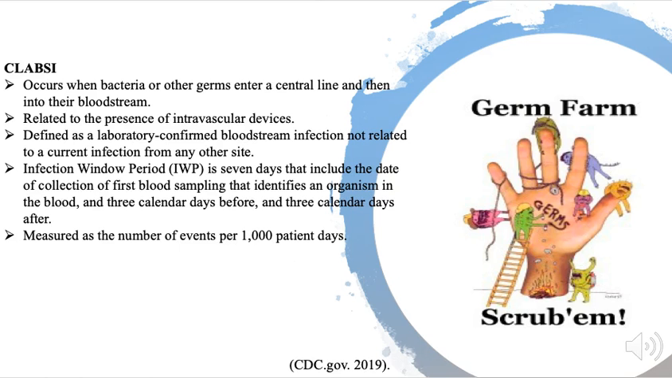Let's define a CLABSI. This occurs when bacteria or other germs enter a central line and then into the bloodstream. It's related to the presence of intravascular devices, as I had mentioned 2 slides previously. It's defined as a laboratory-confirmed bloodstream infection, not related to a current infection from any other site. There is an infection window period, which consists of 7 days. That includes the date of the collection of the first blood sample that identifies an organism in the blood, and 3 calendar days after and 3 calendar days before. It's measured as the number of events per 1,000 patient days.